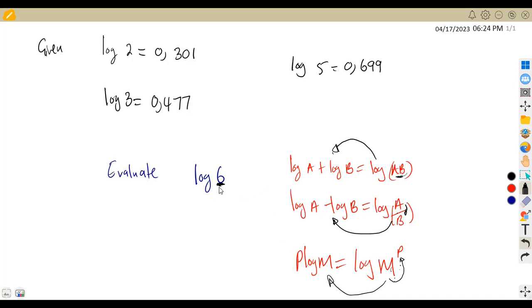So you ask yourself, how can you expand this number in terms of these numbers that you're given? In terms of multiplication, division, or raising to a certain power. All right, so let's focus on this question, which is the logarithm of 6. How can we expand this 6? Is it possible to multiply any 2 numbers, or to divide, or to raise to a certain power these numbers to obtain 6?